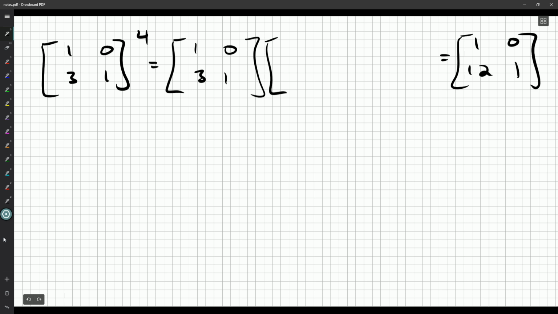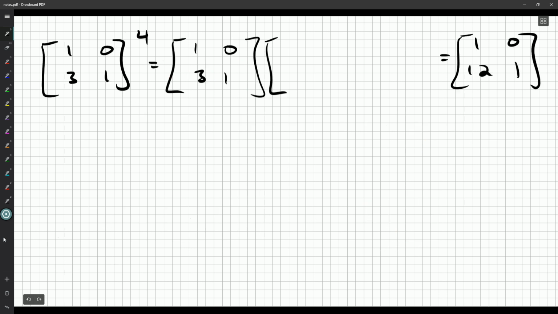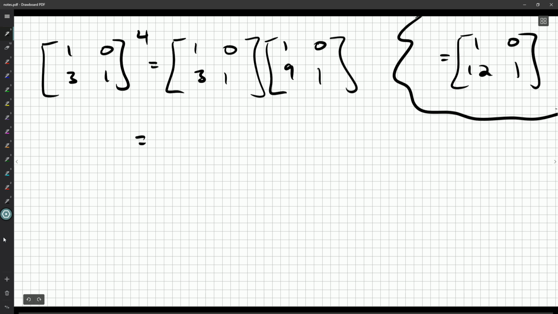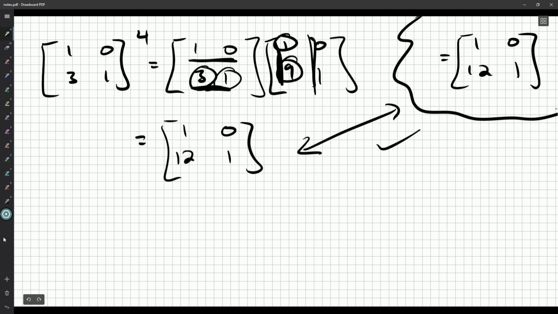So we'll take 1, 0, 3, 1 and we will multiply it by the one that we just worked out. 3 copies multiplied together. Here. So this is our prediction. And what do we get? 1, 0 dotted with 1, 9 gives us a 1. 1, 0 dotted with 0, 1 gives us a 0. 3, 1 dotted with 1, 9. So 3 times 1 gives us 3. 1 times 9 gives us 9. 3 and 9 add up to 12. Then 3, 1 dotted with 0, 1 will just give us 1. Look at that. We made a correct prediction.